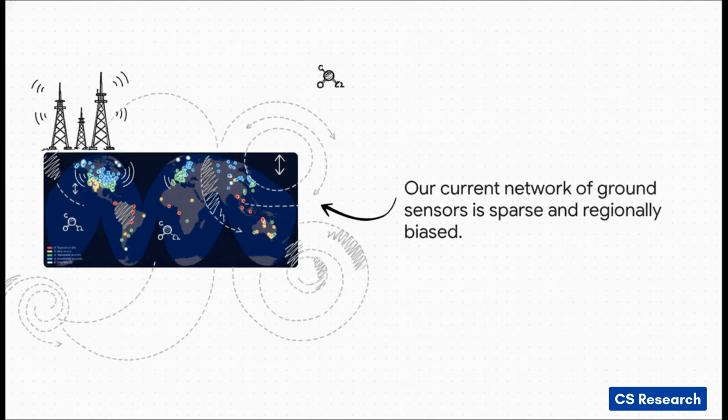Okay, so to get those readings, we rely on these special sensors called Flux towers. But as you can probably tell from this map, our eyes on the ground are, well, they're pretty few and far between. We've got these dense clusters in North America and Europe, but then these huge blind spots across Africa, South America, and Asia. It's kind of like trying to understand the health of the entire planet by only looking at a few specific neighborhoods.